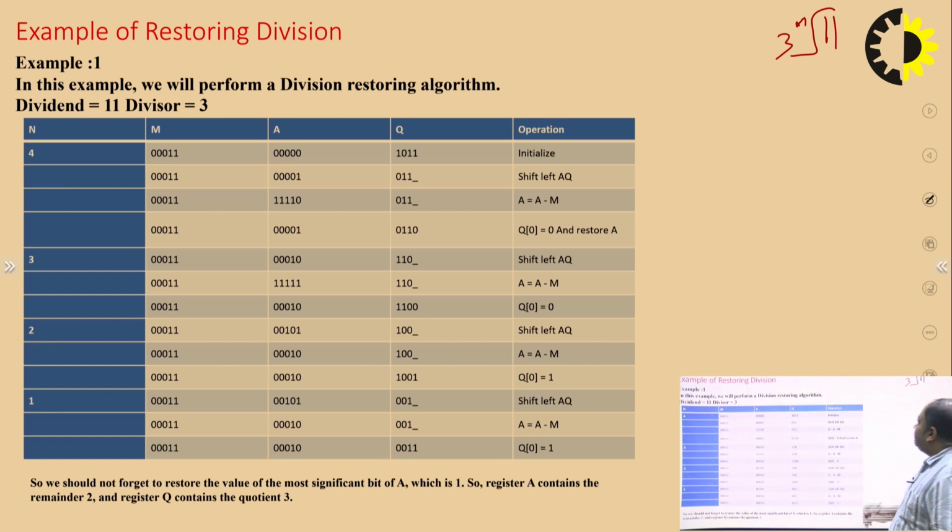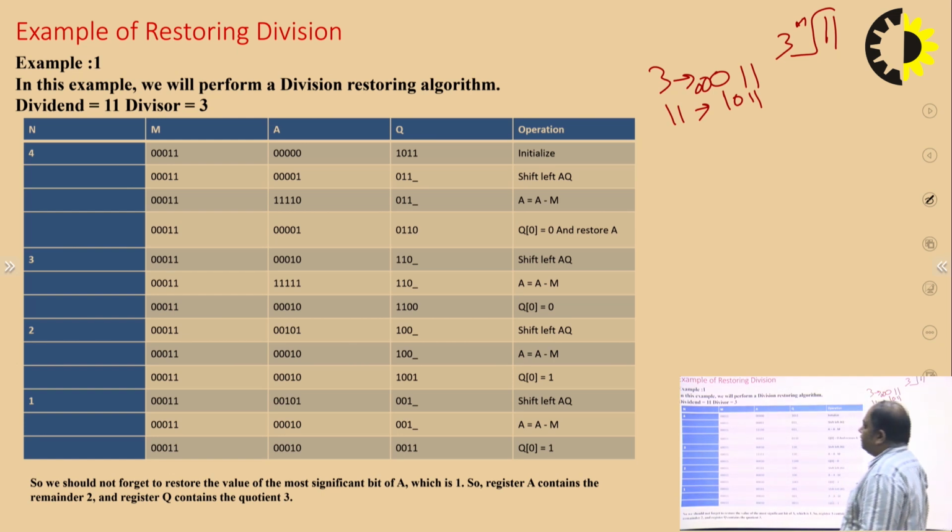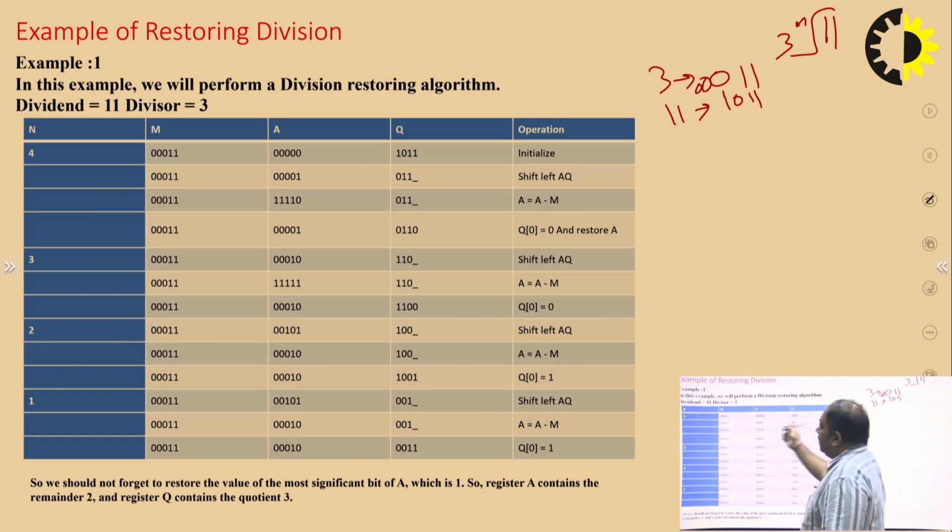What is the binary value of 3? The binary value of 3 is 011. To make it 5-bit, we add 3 zeros to the left. And the binary value of 11 is 1011. So we take the value of the dividend, and n is equal to 4.